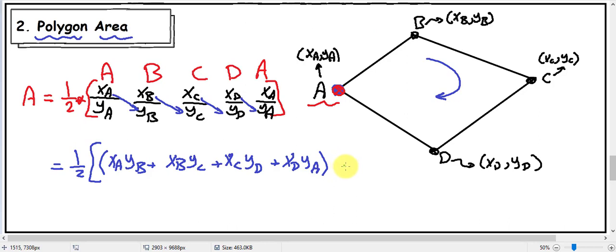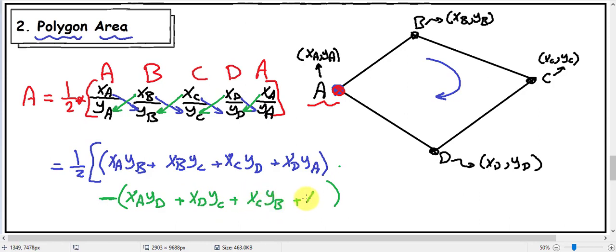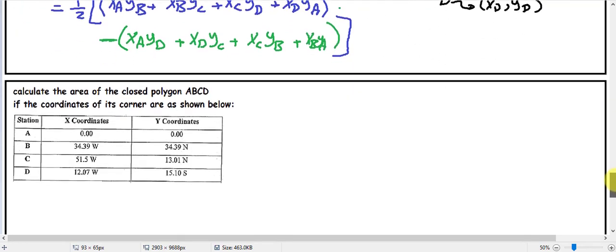The second diagonal will be subtracted. So this bracket minus the second bracket is the second diagonal: XA multiplied by YD, XD multiplied by YC, XC multiplied by YB, and XB multiplied by YA. So here XAYD plus XDYC plus XCYB plus XBYA. And we close the first bracket we put here. So let's take an example.